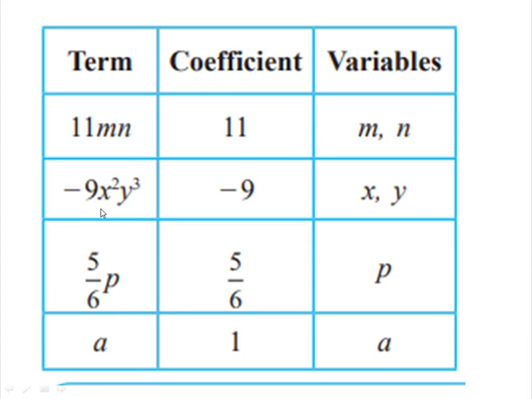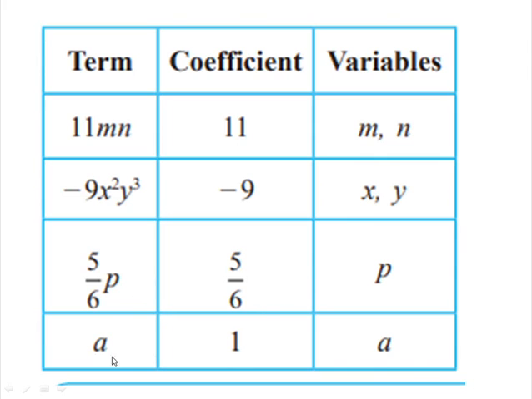Now, in the second example, the numerical part represents the coefficient and the alphabetical part represents the variables. So, here negative 9 is the coefficient, whereas variables are x and y. Now, again, here the numerical part is 5 upon 6. So, in 5 upon 6p, 5 upon 6 is the coefficient and p is the variable.